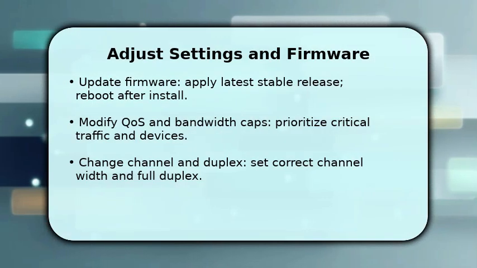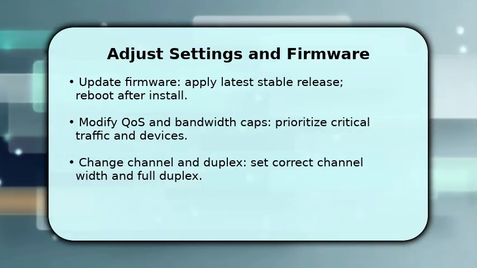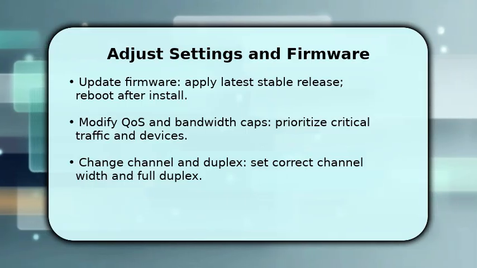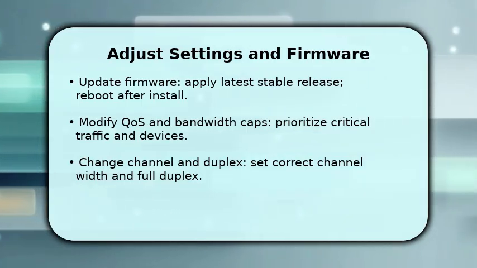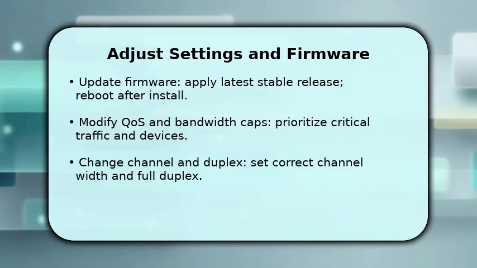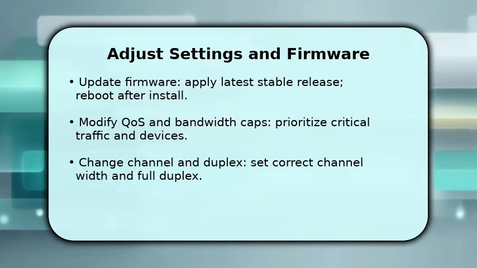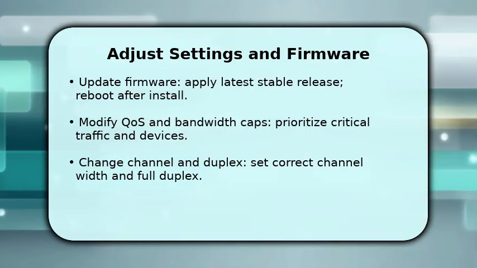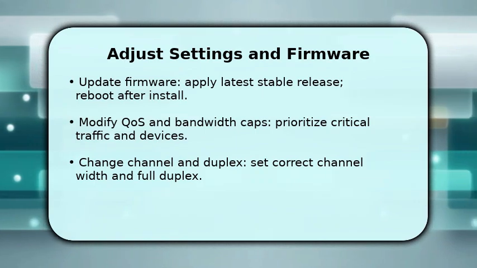You now apply changes that affect real throughput. Check for and install the latest stable firmware. This often fixes throughput bugs. Reboot after the upgrade. Next, tune quality of service by prioritizing essential traffic and removing restrictive bandwidth caps on key devices. Then inspect physical and link layer settings. Set the correct channel width for Wi-Fi, choose the least congested channel, and verify Ethernet duplex and speed match both ends. Make incremental changes and test speed after each adjustment to measure impact.